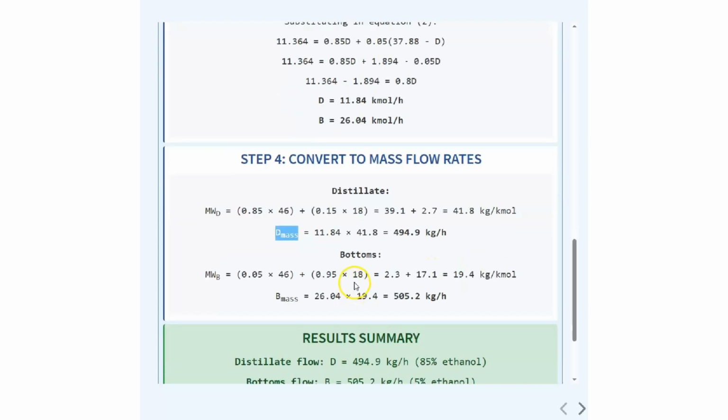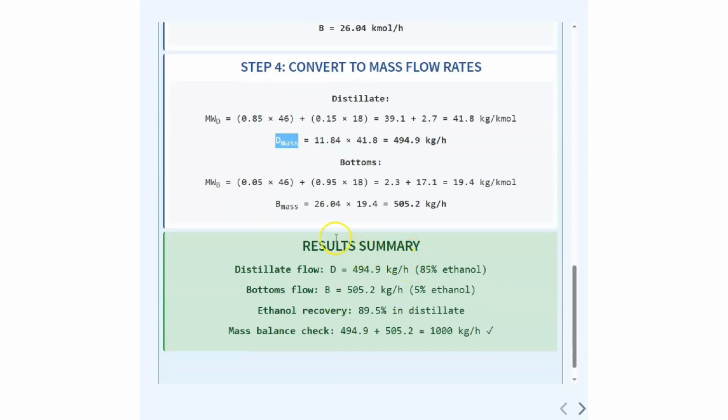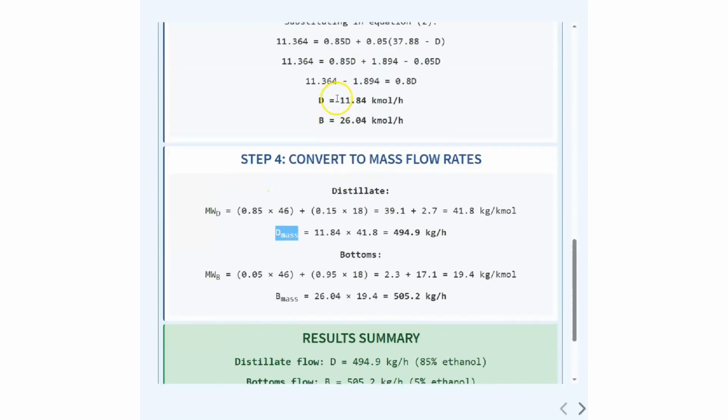Similarly for the bottom product, 5% ethanol is there. Now we have to calculate the average molecular weight. That will be 0.05 times 46 plus 0.95 times 18, so that will be 19.4. Now we convert the bottom product: we already got 26.04 kilomole per hour, multiplied by the molecular weight, so that is 505.2 kg per hour.